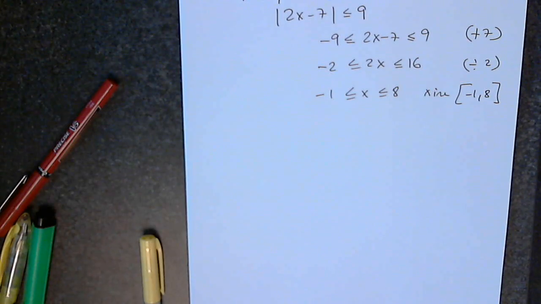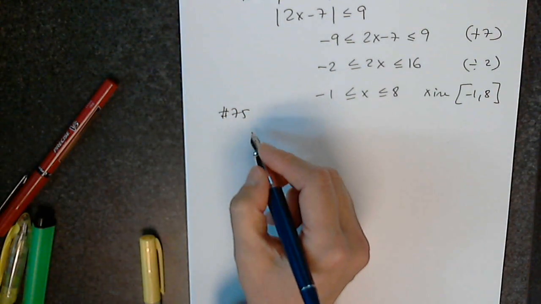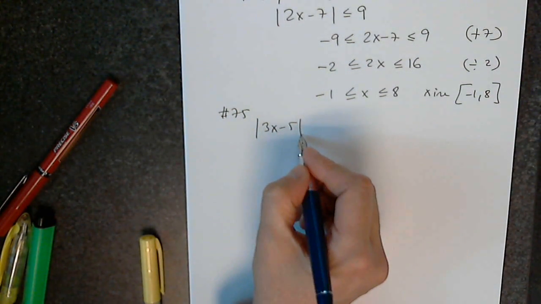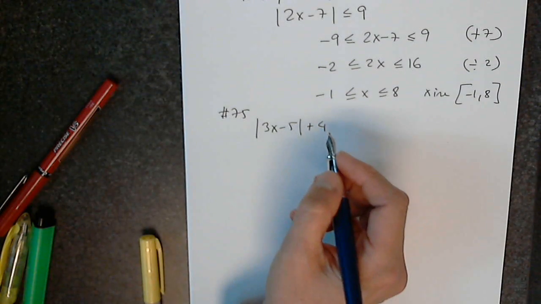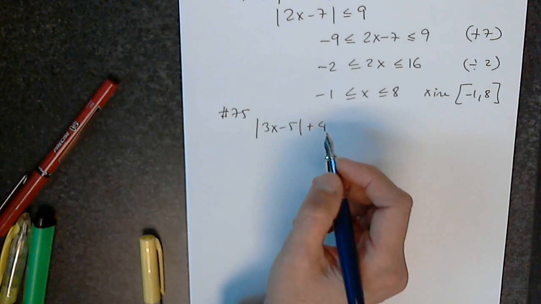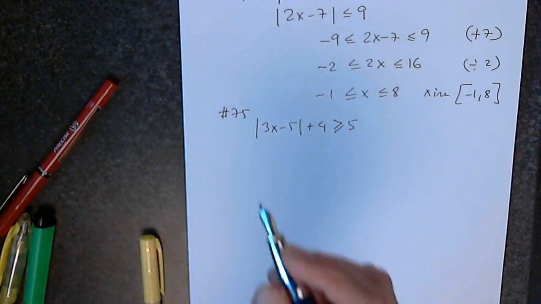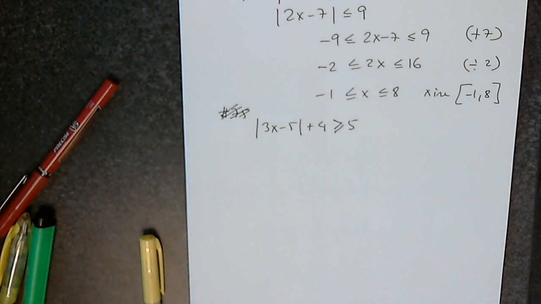Excellent. Okay, now I would like to look at 75, which is the absolute value of 3x minus 5 plus 4. Oh, no, I don't want the equation. I want an inequality, so I'm going to change it. Sorry about that. By mistake, I picked an equation instead of an inequality, so I had to change that. So it's not 75. It's something we just made up.